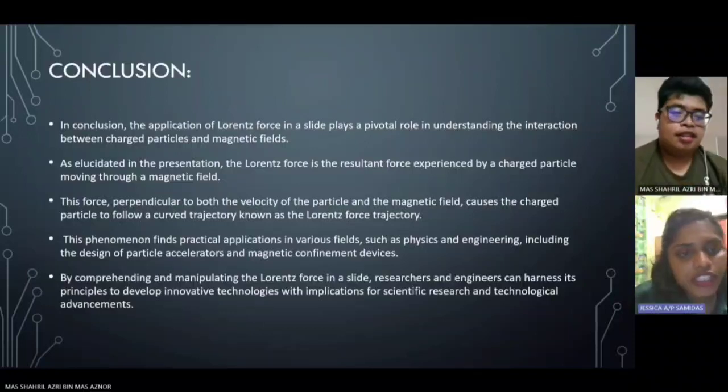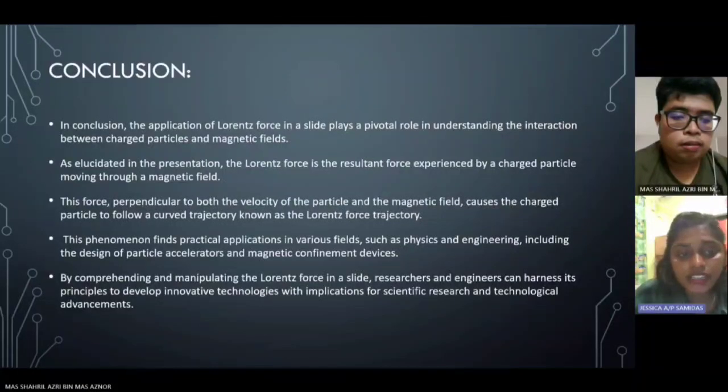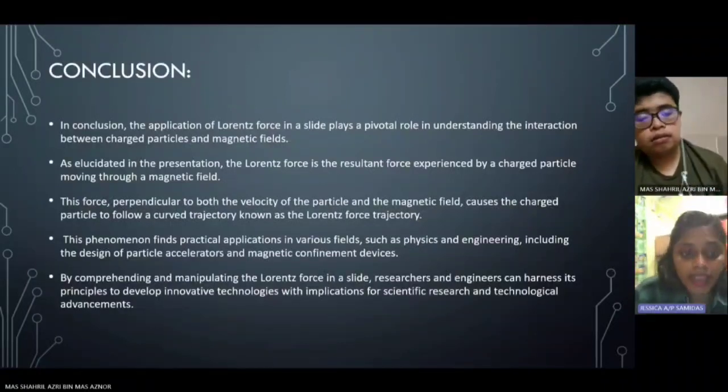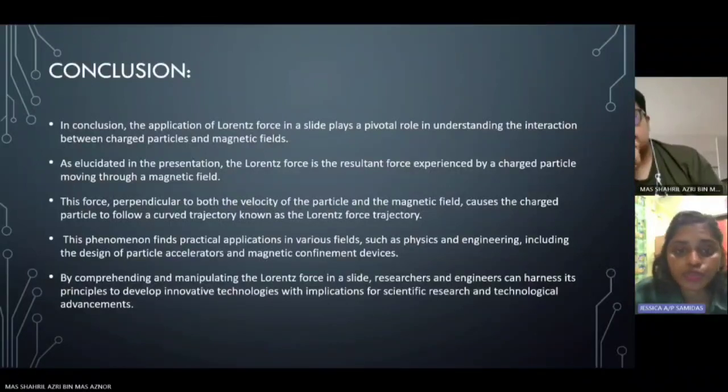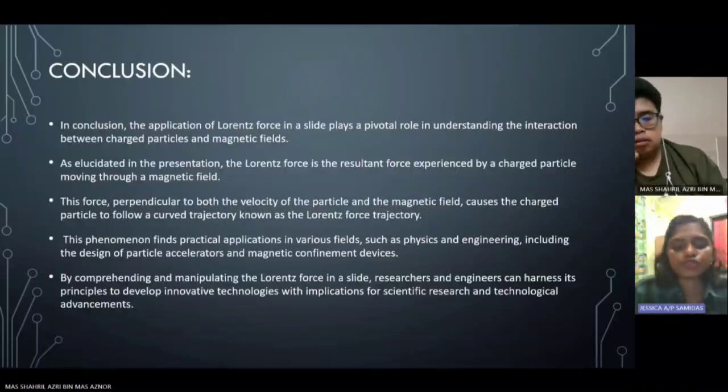Last but not least, the conclusion. The application of the Lorentz force in this slide plays a pivotal role in understanding the interaction between charged particles and magnetic fields, as we've seen in the previous slides, how it works. As elucidated in the presentation, the Lorentz force is the resultant force experienced by a charged particle moving through a magnetic field. This force is perpendicular to both the velocity of the particle and the magnetic field, and causes the charged particle to follow a curved trajectory.